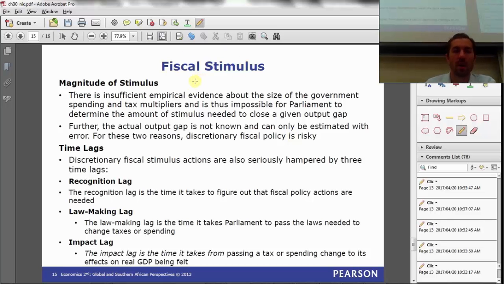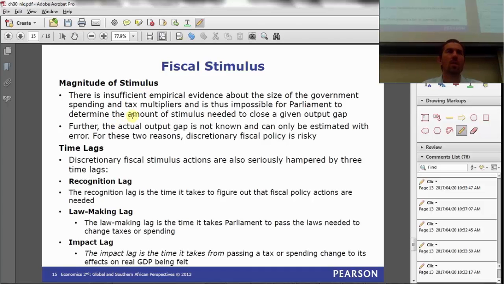So as we've spoken about, there's not enough empirical evidence about the size of government spending and tax multipliers, so it's impossible for Parliament to determine what kind of stimulus we actually need, right? We need better data to know how to make better policy, and we don't have it available at this point in time. So again, if you're interested in economics and you want a career in economics and you're interested in these kinds of questions, there's plenty of work to be done to find out what we need, right? What is the current state of things? We don't know. So that's one problem. We need better data.